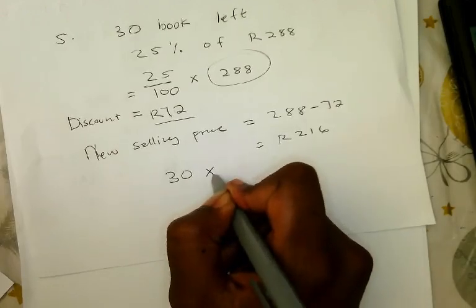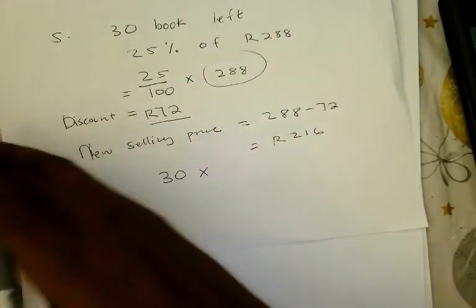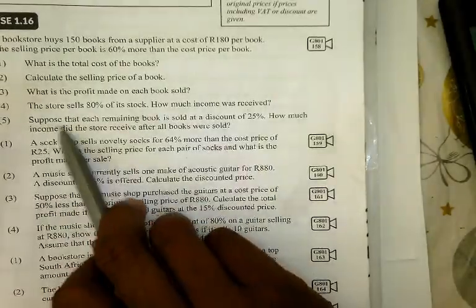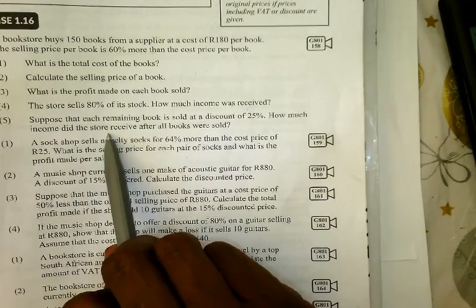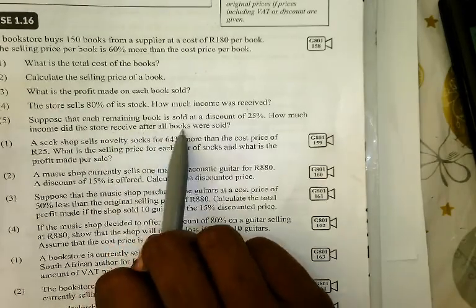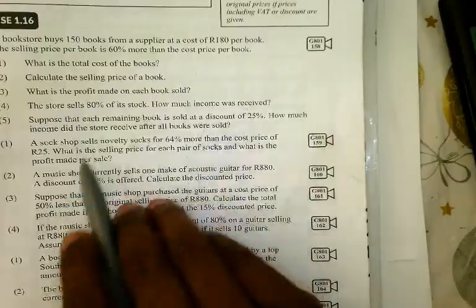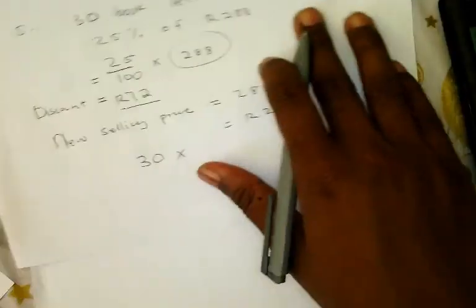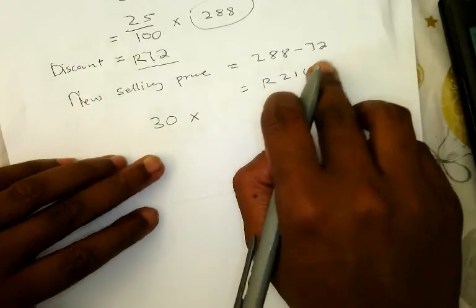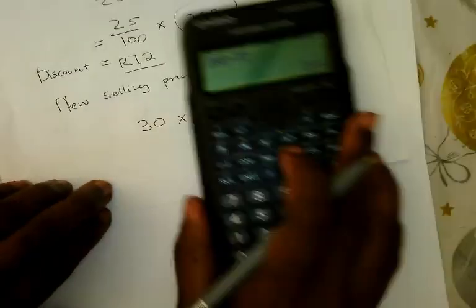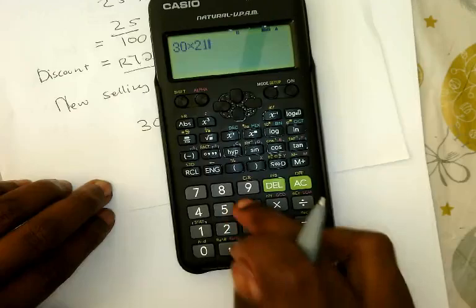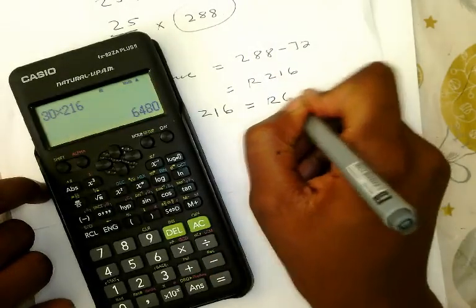They're going to sell the remaining books for this amount. So how much will they sell? Multiply. Okay, let's read the question because I'm going ahead of myself. How much did they receive after all the books were sold? So we need to know how much they got by selling 30 books for 216. 30 multiplied by 216. They got 6,480.